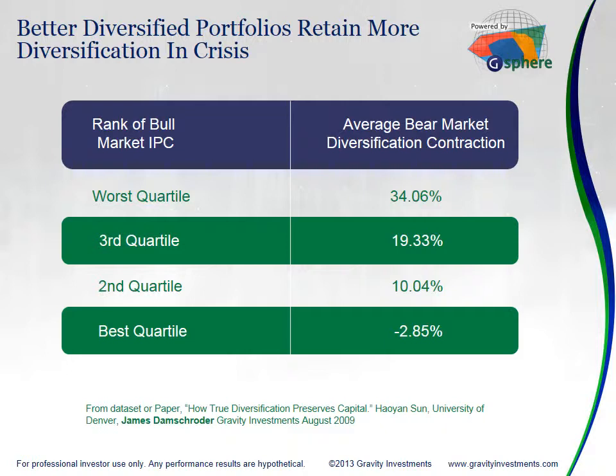We can see the worst quartile, so the least diversified portfolios, still actually managed the most contraction during the market crises. The best diversified portfolios in that quartile actually expanded their diversification. So this is a corroborating statement as to the efficacy of depth of diversification. The more diversification one had, the more that diversification tended to hold up, when one needed it.